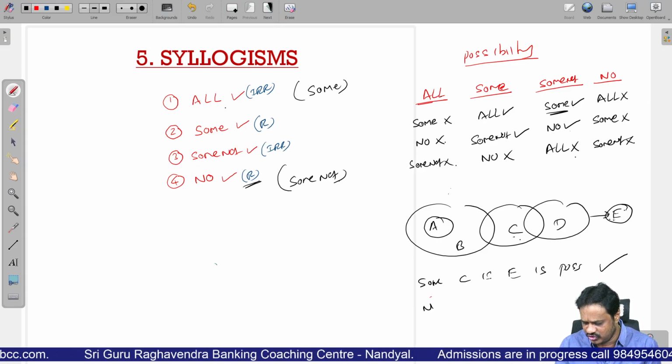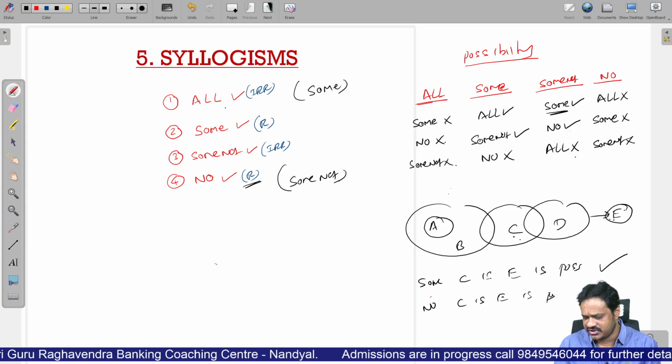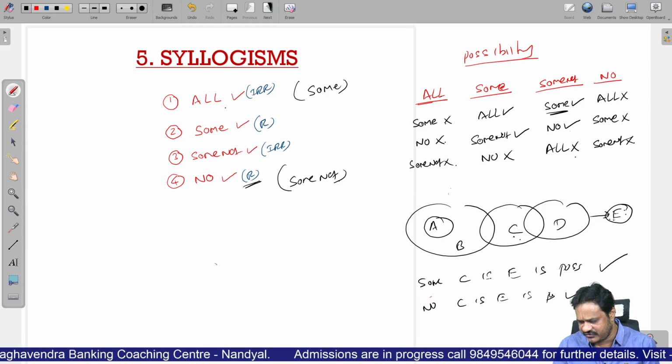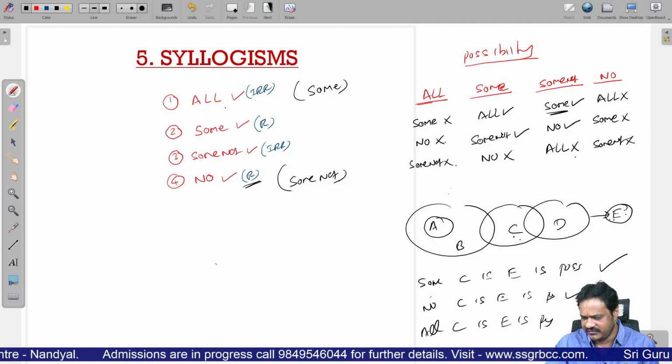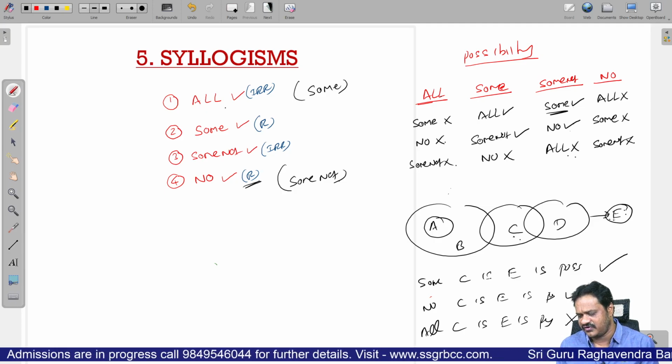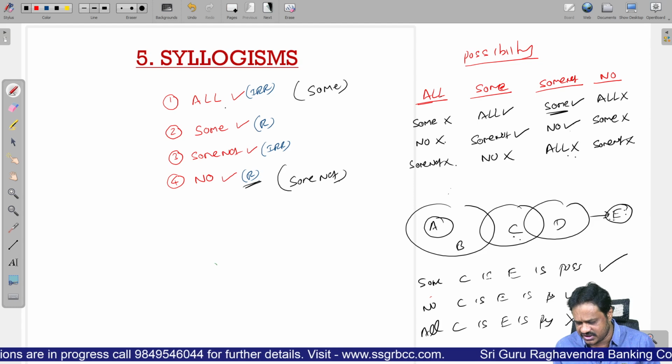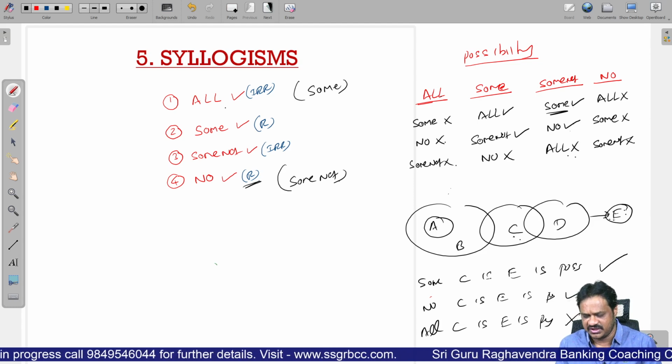Now, "no C is E" is a possibility. So, the relation between C and E is some not. Therefore, "no" is a possibility does not definitely follow. If it is given "all C is E is a possibility," when we are getting some not, "all is a possibility" does not follow. So, like that we have to answer the questions. Now, these are the basic things about the syllogisms.